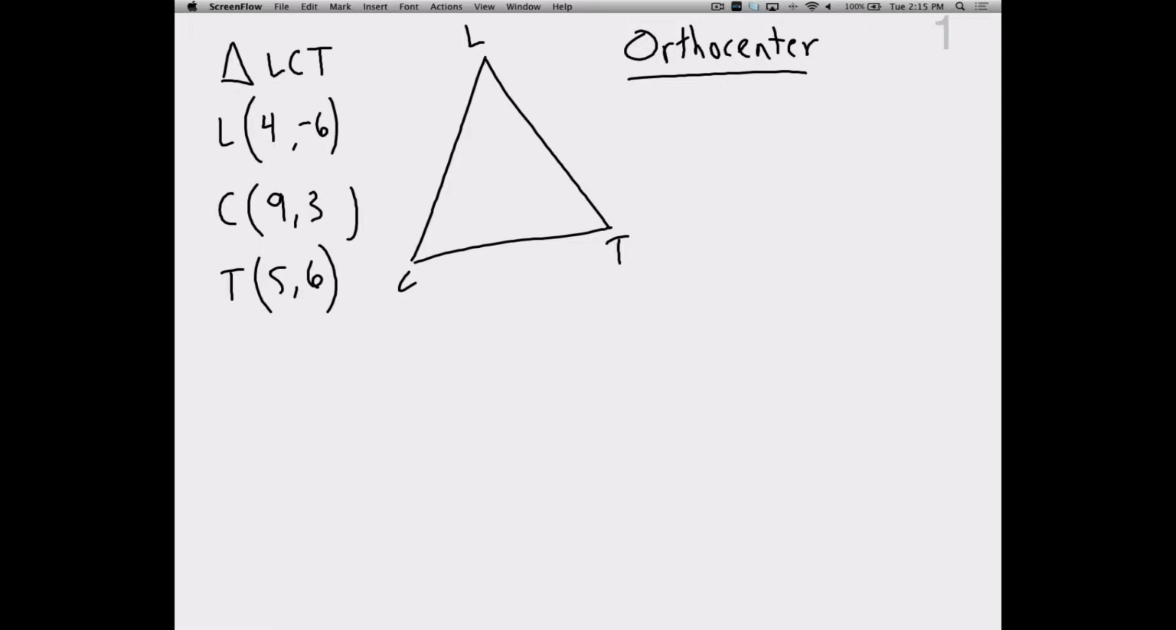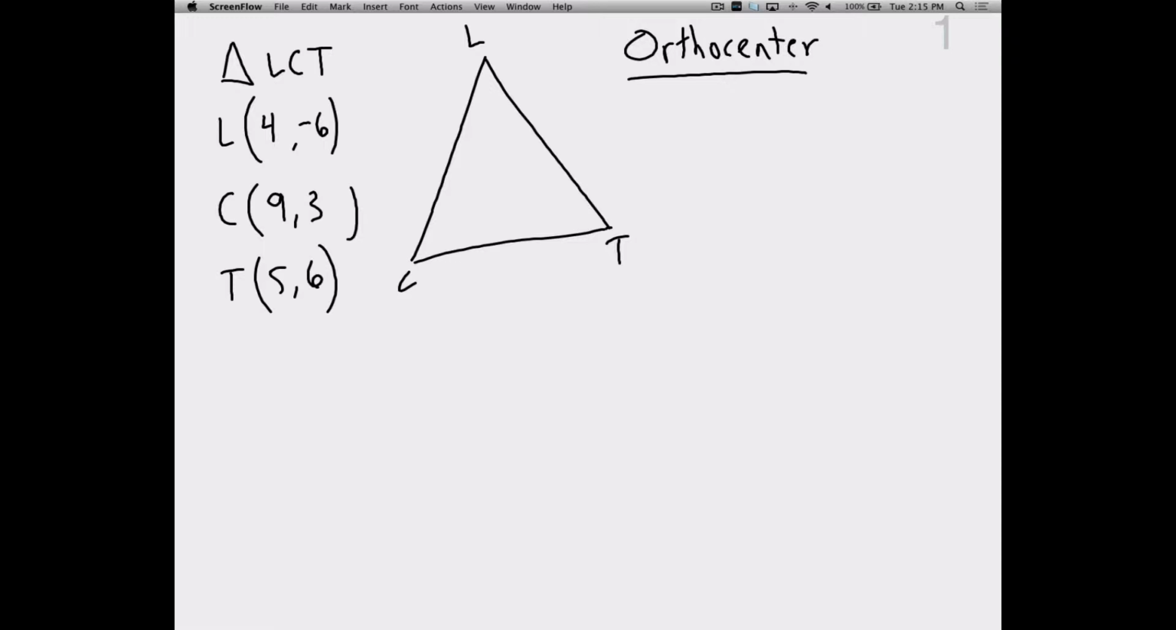So first thing we need to do is review an orthocenter. Kaylee, what's an orthocenter? The point of concurrency between the altitudes is the orthocenter. Okay. So I need to find the altitudes. You know what the next question is, right? Give you a second. What's an altitude? A line that is perpendicular to one side and passes through the opposite vertex.